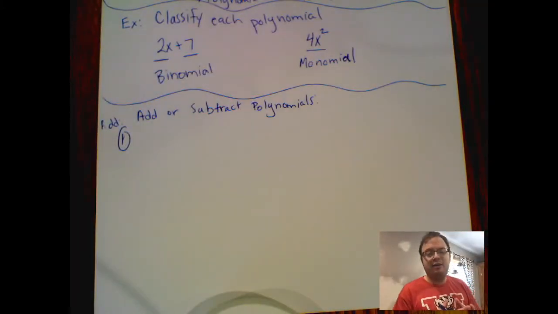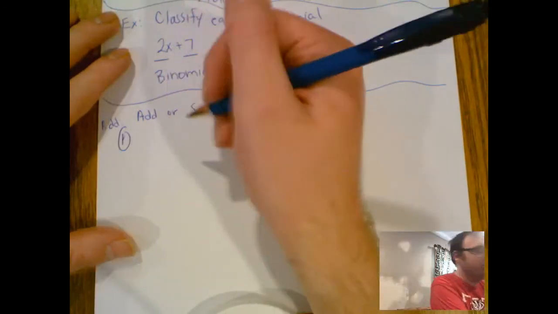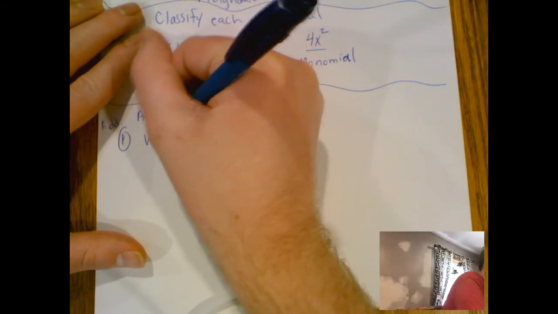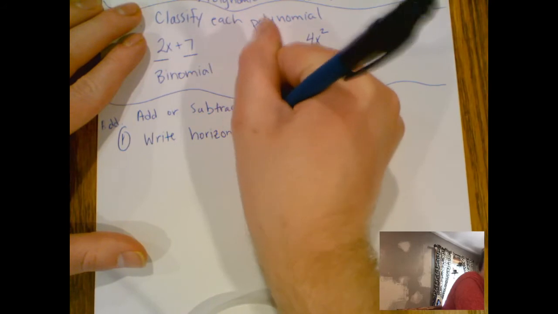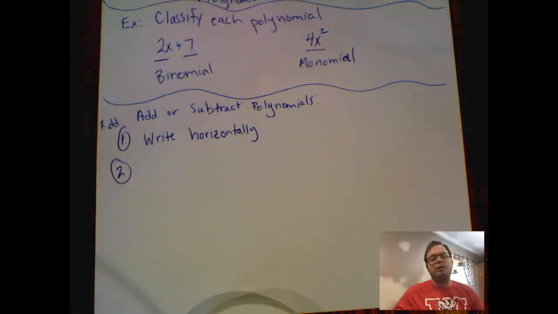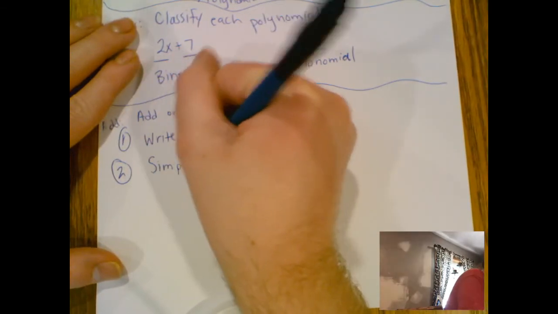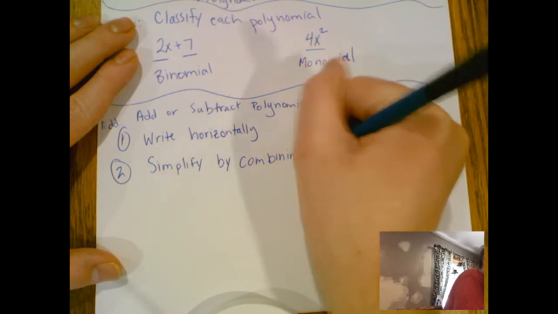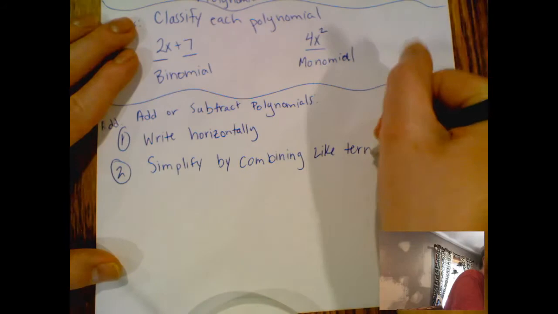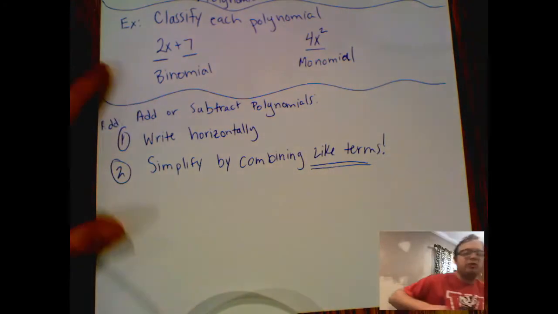When you're going to add 2 polynomials together, step 1 is you can just write them horizontally. And then step 2, once you've written them horizontally, this is only 2 steps, simplify by combining like terms. By combining like terms. Okay, that's the key thing here. You have to make sure they're like terms.